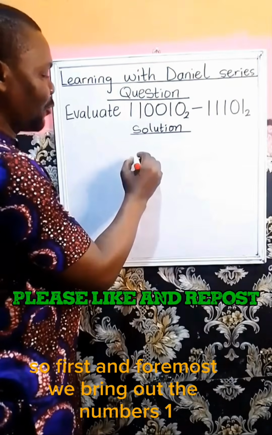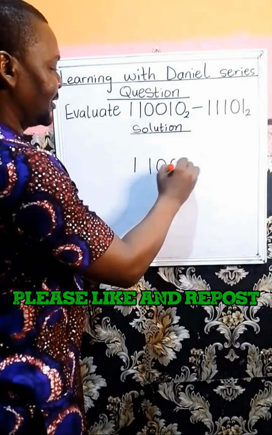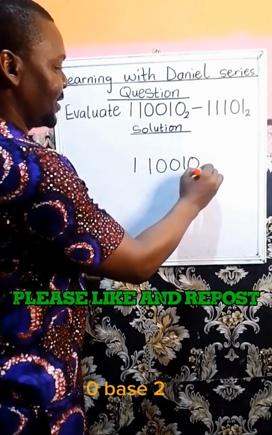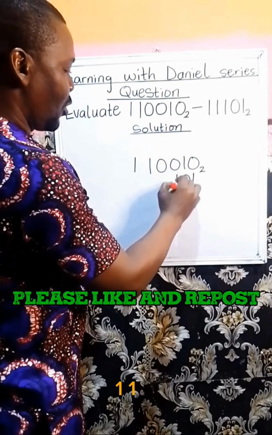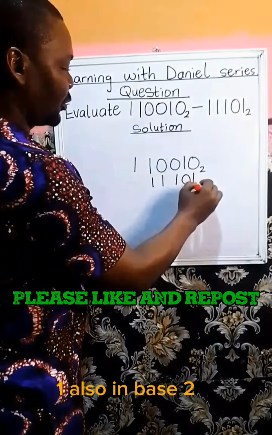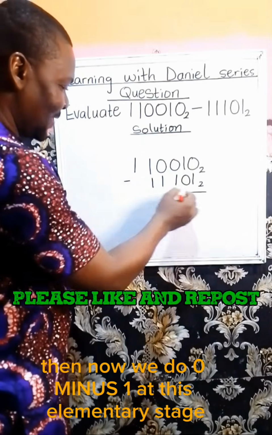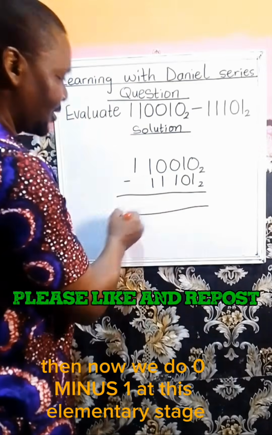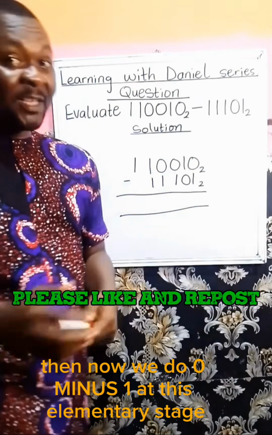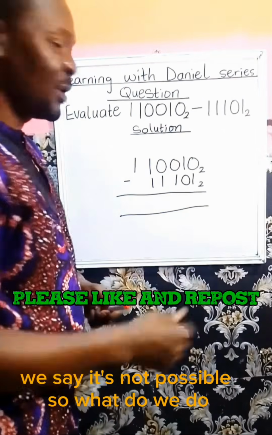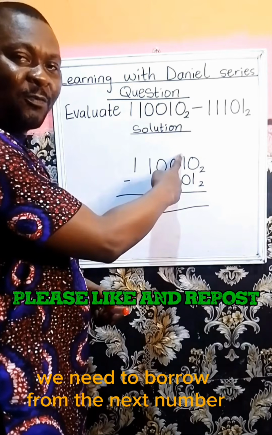So first and foremost, we bring out the numbers 11010 base 2, then 10111 also in base 2. Remember, it's subtraction. Then now we do 0 minus 1. At this elementary stage, we say it's not possible. So what do? We need to borrow from the next number.